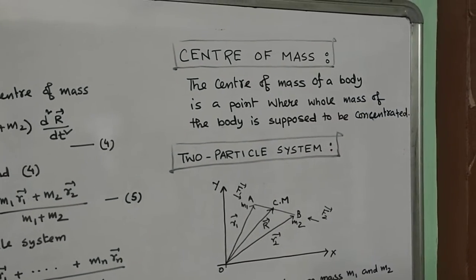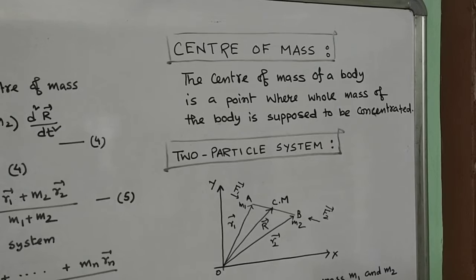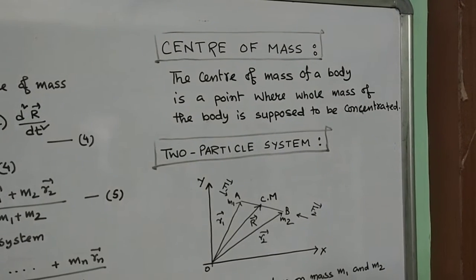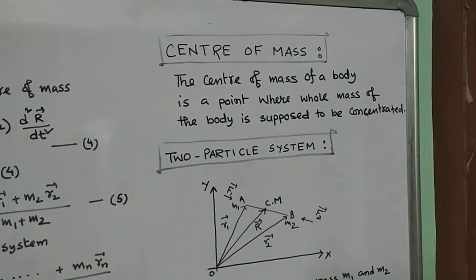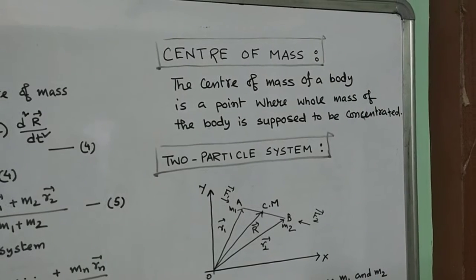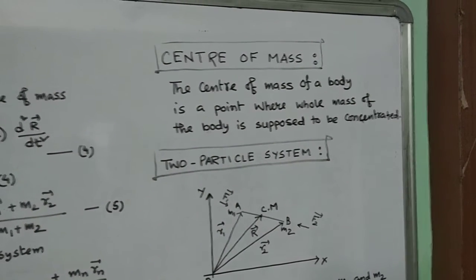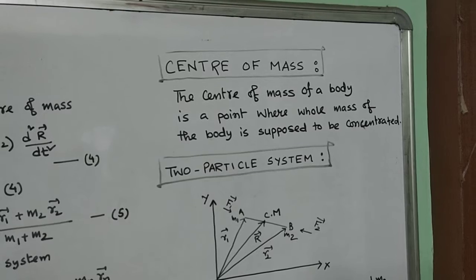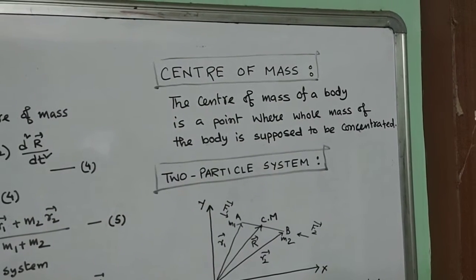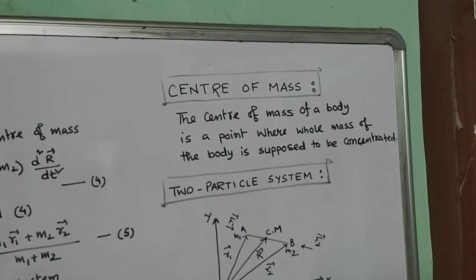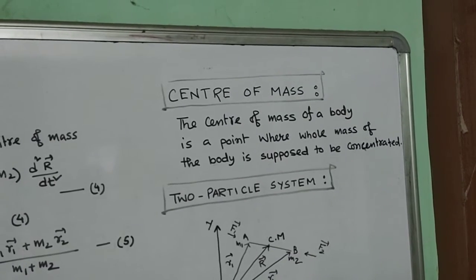The center of mass of a body is a point where the whole mass of the body is supposed to be concentrated. I think most of you have checked the center of mass of an object. Suppose you take a copy and hold that copy at a particular point with your finger, then that point is nothing but the center of mass. Basically, at the center of mass, the whole mass is supposed to be concentrated.